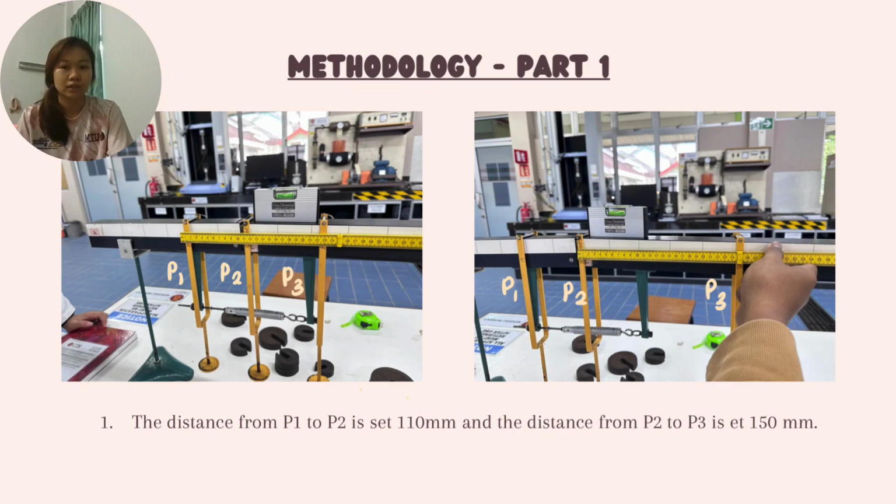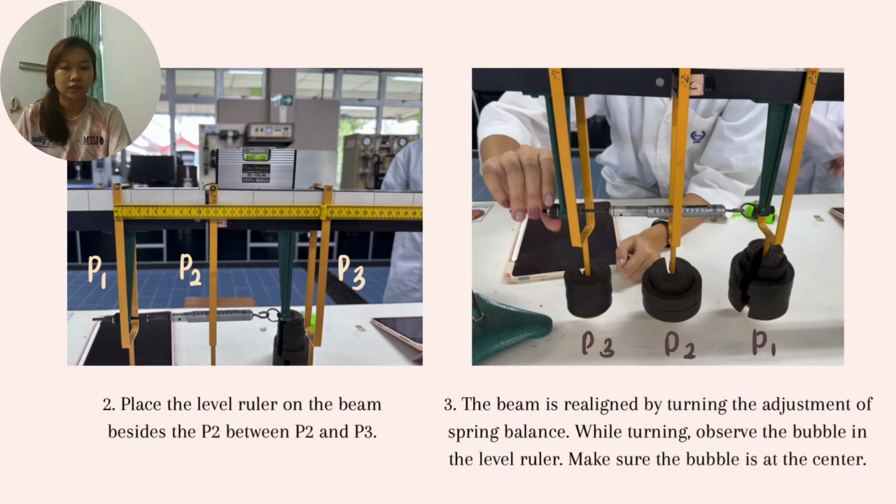Methodology Part 1. First, the distance from P1 to P2 is set to 110 millimeter, and the distance from P2 to P3 is set to 150 millimeter. Secondly, place the level ruler on the beam beside P2, between P2 and P3. Next, the beam is realigned by turning the adjustment of the spring balance. While turning, observe the bubble in the level ruler and make sure the bubble is at the center of the line.